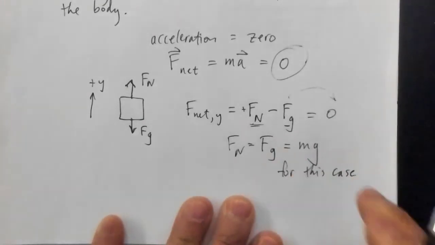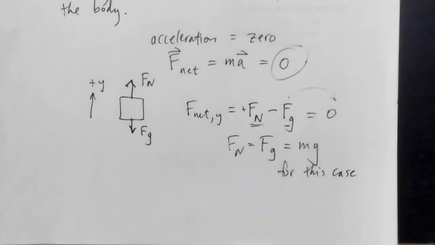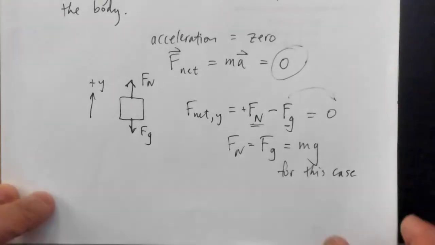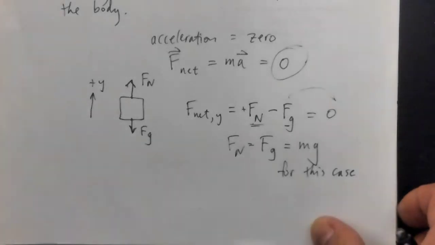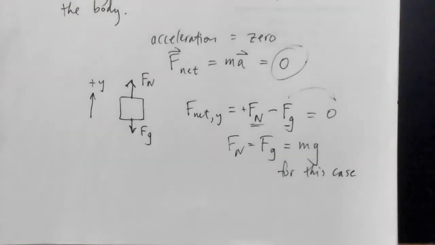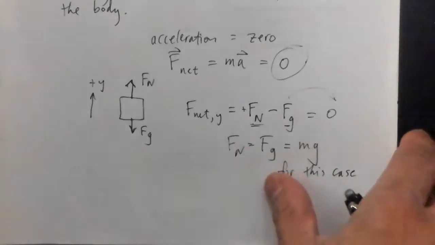Don't learn that the normal force is always m times g, because it very well may not be. For example, if I make the table at a slant, the normal force will not be the weight of the object. It will be less than the weight of the object. Okay? Any questions about this? All right, good.